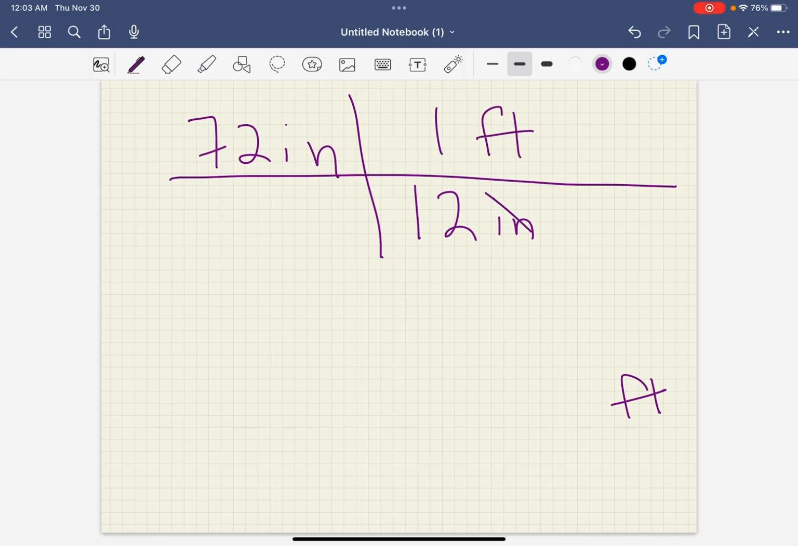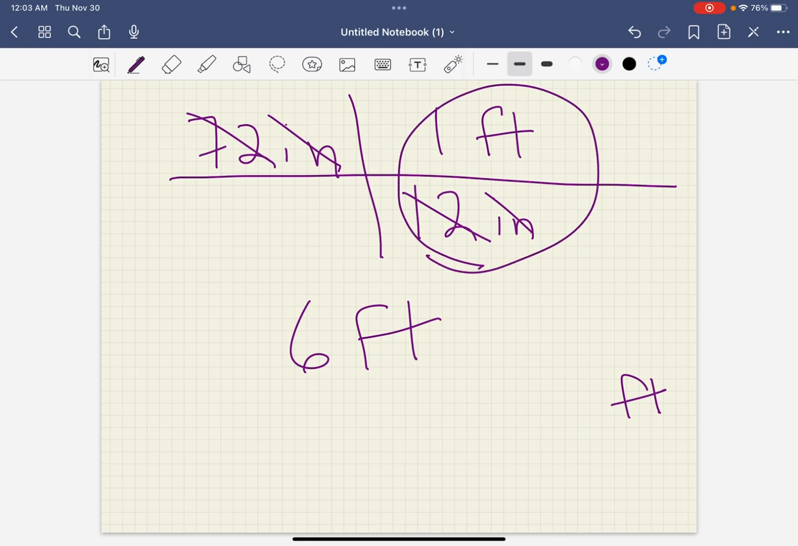Okay, inches will cancel out. And how many times does 12 go into 72? Okay, so that's right, it's 6 feet. So that's the answer. This is your unit multiplier. It tells you to use a unit multiplier.